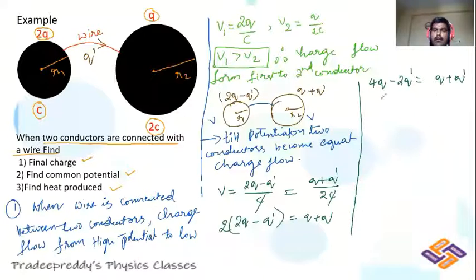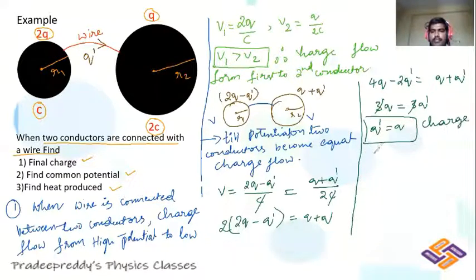Okay, so I can bring the Q to the other side. That gives you 3Q is equal to 3Q dash, as 2Q dash comes over here. 3 and 3 get cancelled. Q dash is equal to Q. Right? So this is the charge transferred from the first to the second conductor.